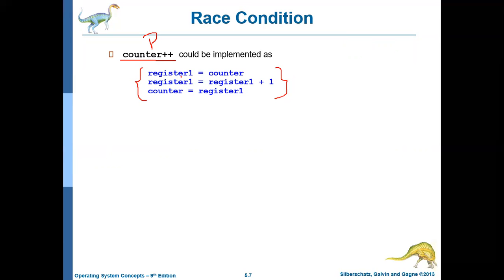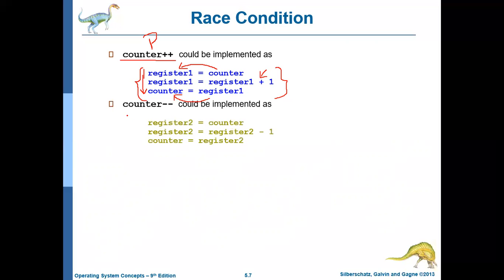So when the processor executes this, it won't execute it as one single statement. It will execute this single statement as three different statements. First, the processor will store the value of the counter in some general purpose register. Then it will increment the value of that register by 1. After incrementing, it will again store the value of the register to the counter.